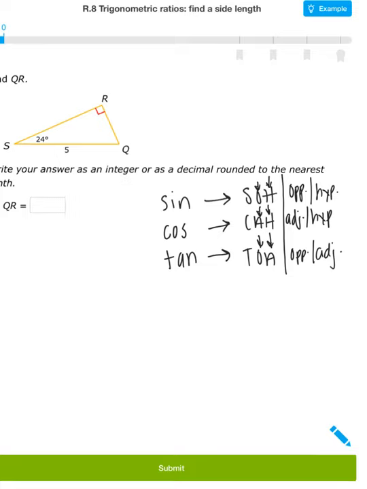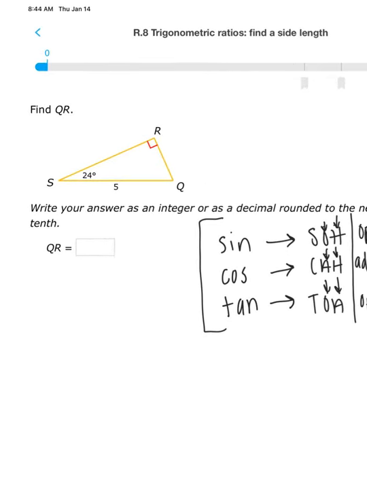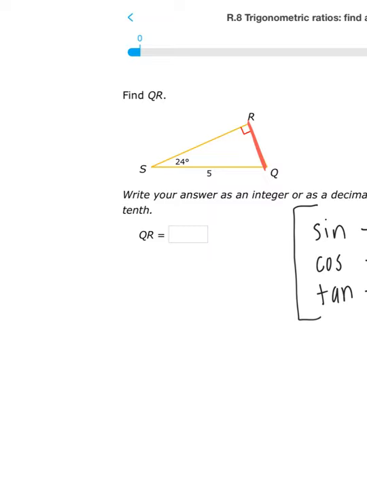Now that we have our little references down here, let's take a look at this specific example. What they give me is an angle and one side length. The prompt tells me to find the side length QR, so I'm trying to find this side right here. All right, so what I told my classes last semester was we need to follow some steps. Step one, the very first thing I always do is I circle my angle, which in this case is this 24 degrees.